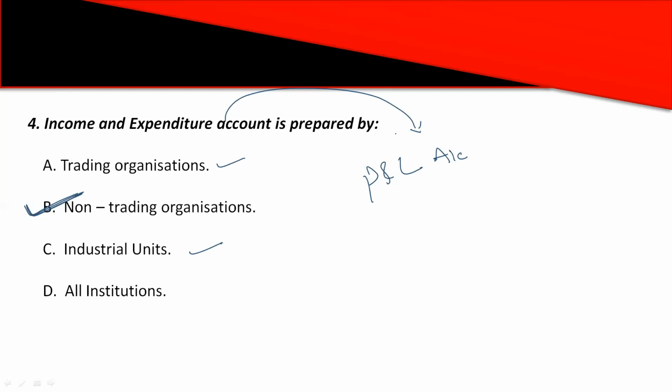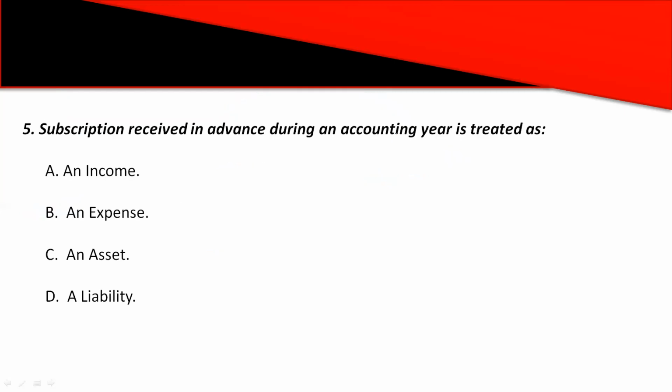Then fifth question is, subscription received in advance during an accounting year is treated as. Subscriptions are an income for the NPO, and we know that incomes and expenditures are recorded in the income and expenditure account, right? So I told you two rules for income and expenditure account. First rule is only revenue nature transactions are recorded. Second rule was only the transactions related to the current year, in the sense present year, are taken into consideration.